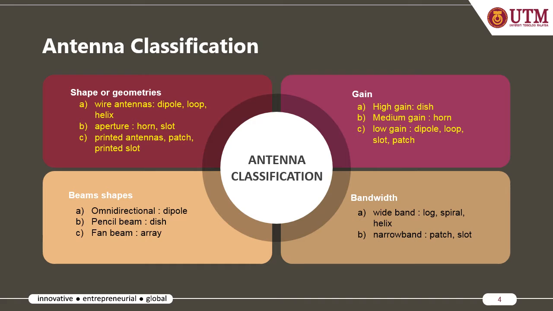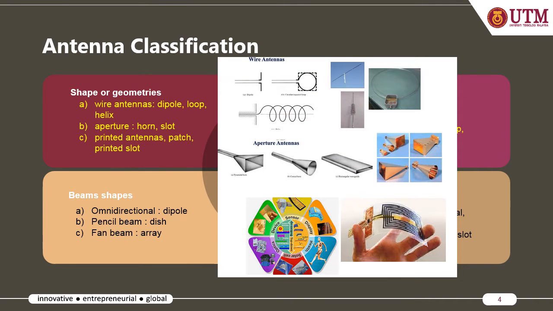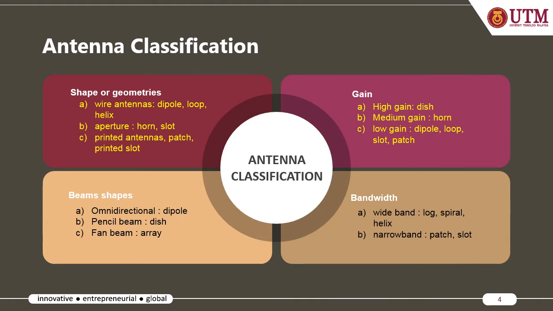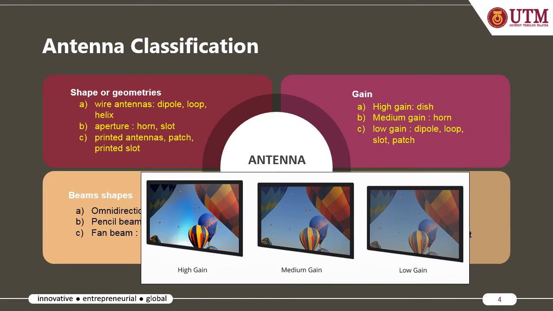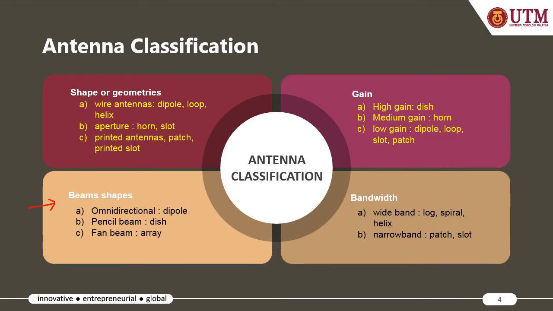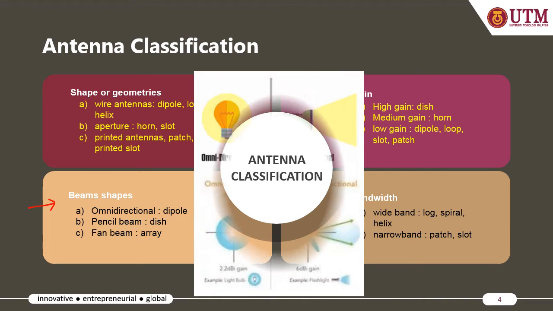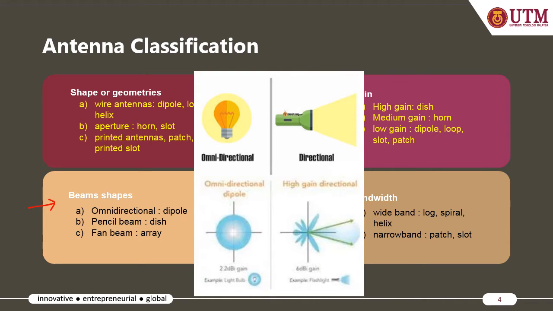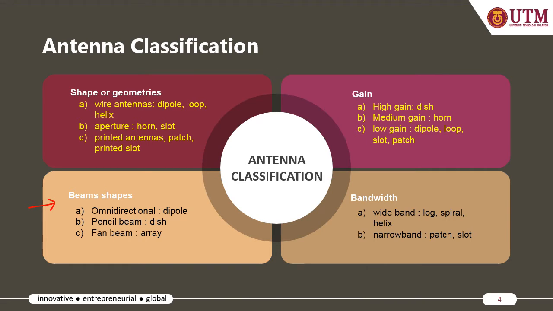Okay, the antenna can be classified based on four main criteria, which are the shape or geometries, whether it is wire antennas, aperture, printed, and so on. And in terms of gain, whether it is high gain, low or medium. In terms of the beam shape, whether it is omnidirectional, pencil, or directional. And then depending on its bandwidth as well, whether it's wide or narrow bandwidth.